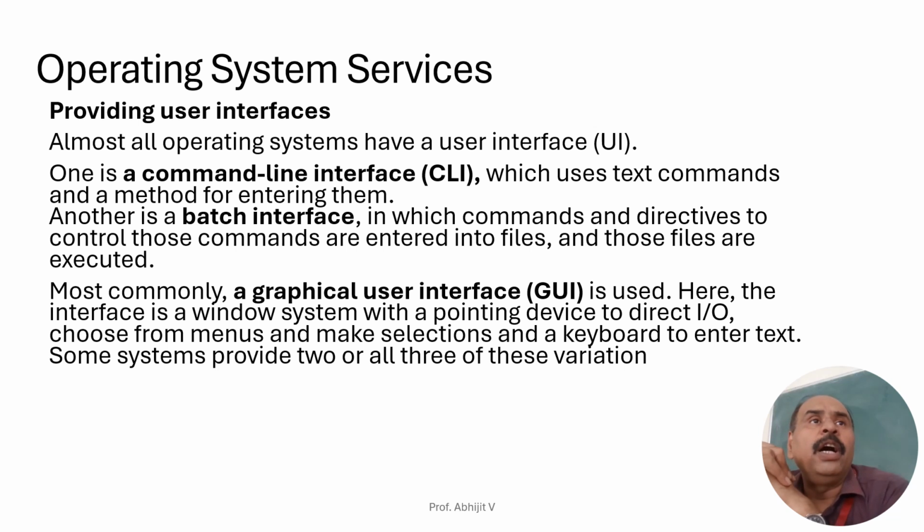So we have a user interface. That interface is called graphical user interface. An operating system provides graphical user interface. Another type of interface is batch interface, in which the commands and directives to control these commands are entered into files, and those files are executed. So you have multiple ways of interacting with the machine. The ways in which the user interacts with the machine is created by a user interface.